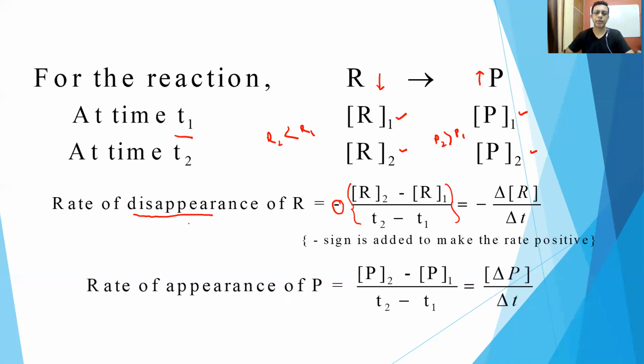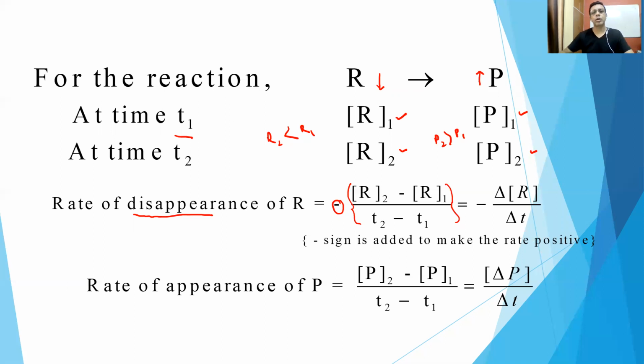Similarly, the rate can be expressed as the rate of appearance of the product, which is P2 minus P1 by T2 minus T1, which is delta P by delta T. Now this delta P, delta T is a finite change. The change in concentration and the change in time is a finite change. So in this type of case, we define the rate as the average rate of the reaction. And we have something called the instantaneous rate also, which gives the rate of the reaction at a particular instant of time, where the time is infinitesimally small. Then it's called the instantaneous rate. That we will define when we talk about the graphical representation.